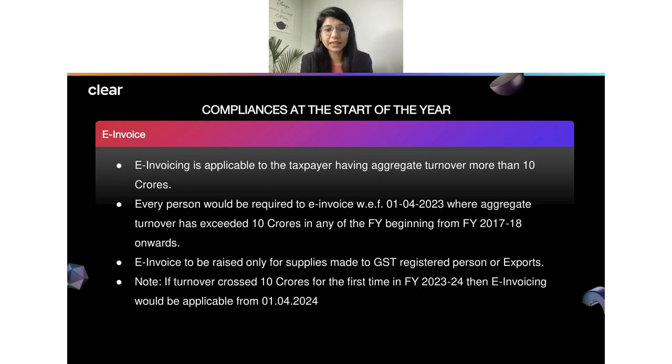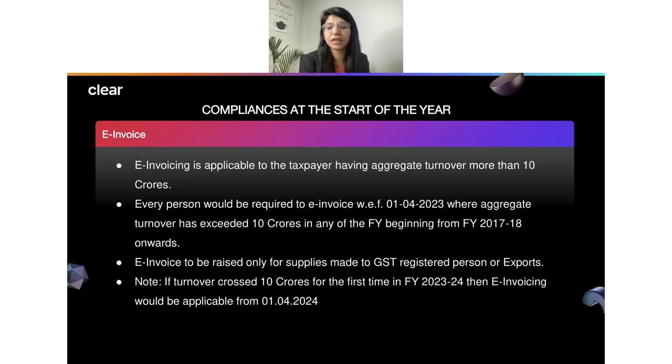And here ClearTax also has one functionality where you can use their API. They do have APIs from where you would know whether your vendors were required to generate invoicing or not, and whether they are even generating invoicing or not. So you can use that also to check the status of your vendors' invoicing applicability.